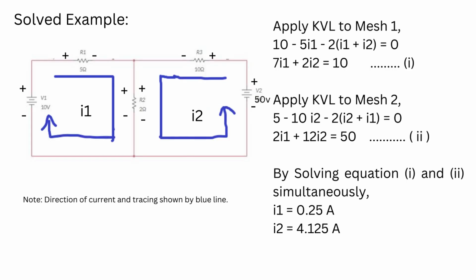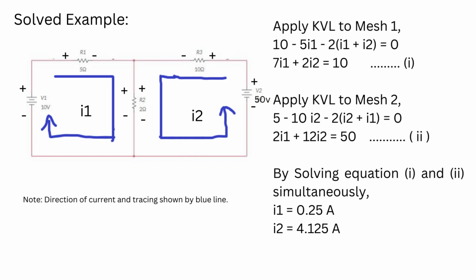Solved example. Apply KVL to mesh 1: 10 minus 5 I1 minus 2 into (I1 plus I2) equals 0, so 7 I1 plus 2 I2 equals 10. This is equation 1. Apply KVL to mesh 2: 5 minus 10 I2 minus 2 into (I2 plus I1) equals 0, so 2 I1 plus 12 I2 equals 50.